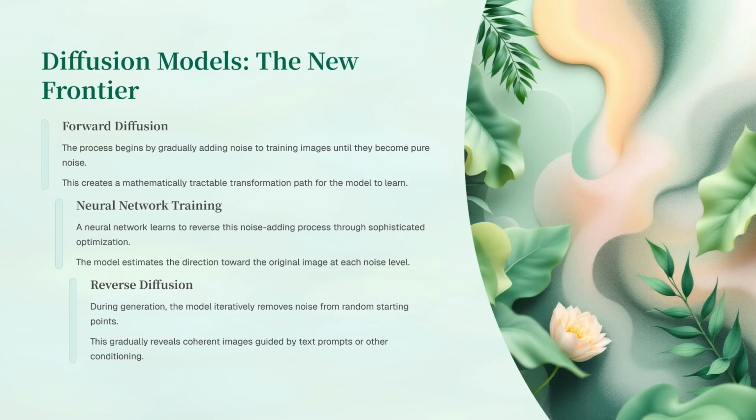Diffusion models, the new frontier. Forward diffusion. The process begins by gradually adding noise to training images until they become pure noise. This creates a mathematically tractable transformation path for the model to learn. Neural network training. A neural network learns to reverse this noise-adding process through sophisticated optimization. The model estimates the direction toward the original image at each noise level. Reverse diffusion. During generation, the model iteratively removes noise from random starting points. This gradually reveals coherent images guided by text prompts or other conditioning.